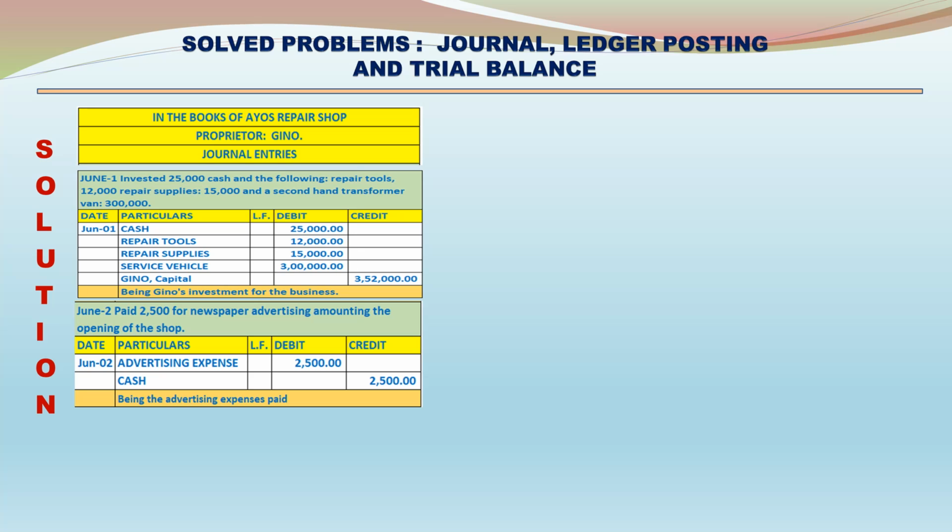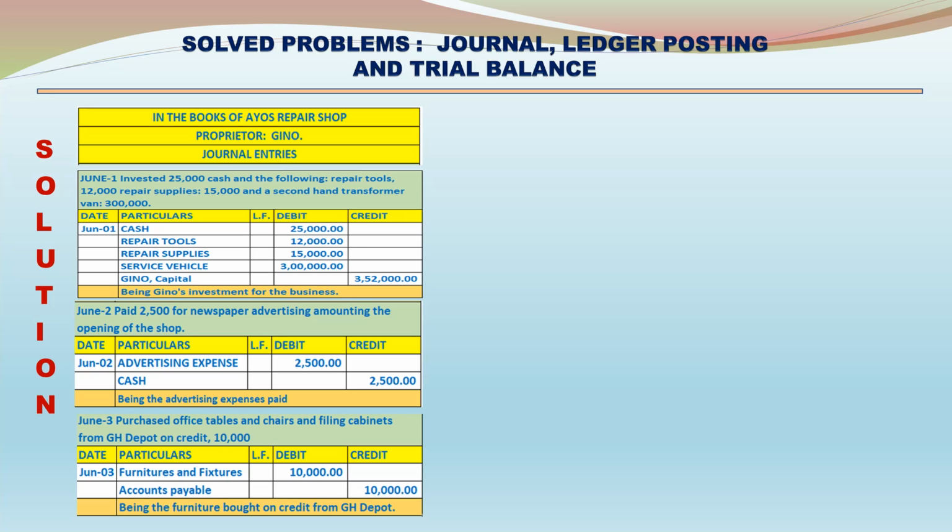June 2. Paid 2,500 for newspaper advertising at the opening of the shop. June 2. Advertising expense debit 2,500. Cash credit 2,500, being the advertisement expenses paid. June 3. Purchased office tables and chairs and filing cabinets from GH Depot on credit, 10,000. June 3. Furniture and fixtures debit 10,000. Accounts payable credit 10,000, being the furniture bought on credit from GH Depot.